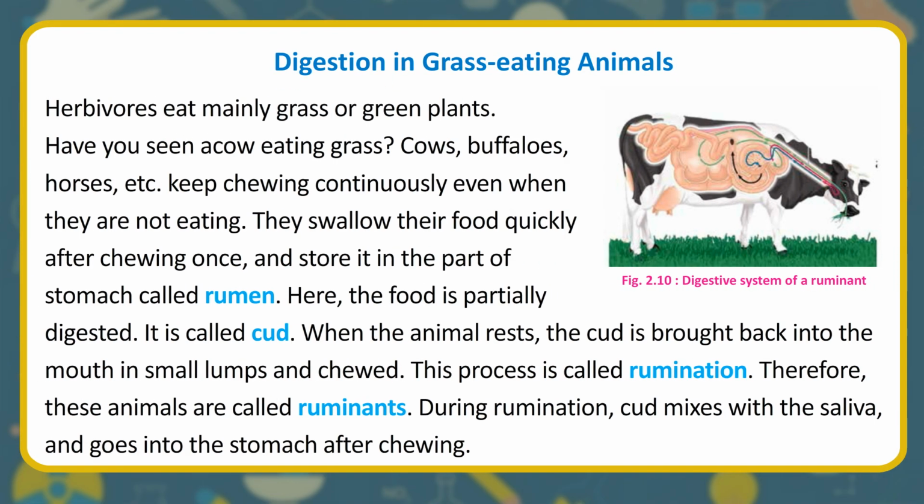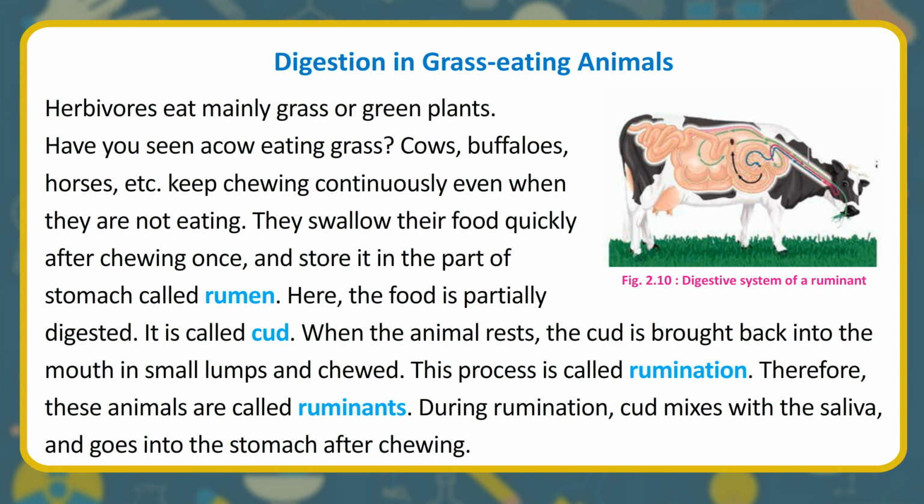Digestion in grass-eating animals. Herbivores eat mainly grass or green plants. Have you seen a cow eating grass? Cows, buffaloes, horses, etc. keep chewing continuously even when they are not eating. They swallow their food quickly after chewing once, and store it in the part of stomach called rumen. Here, the food is partially digested.